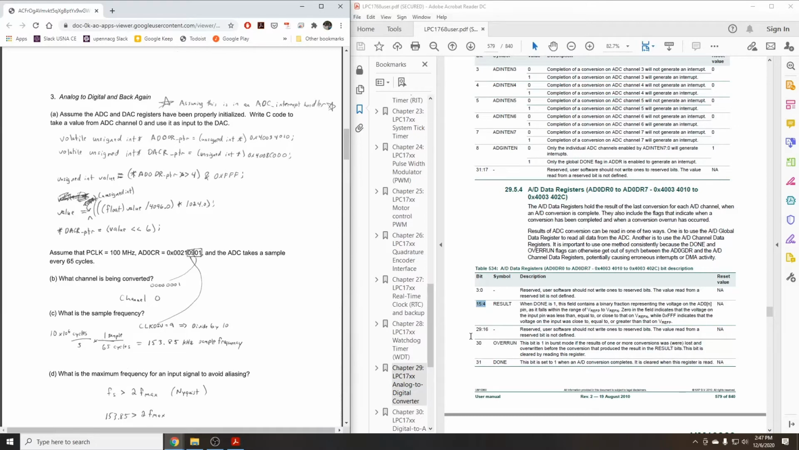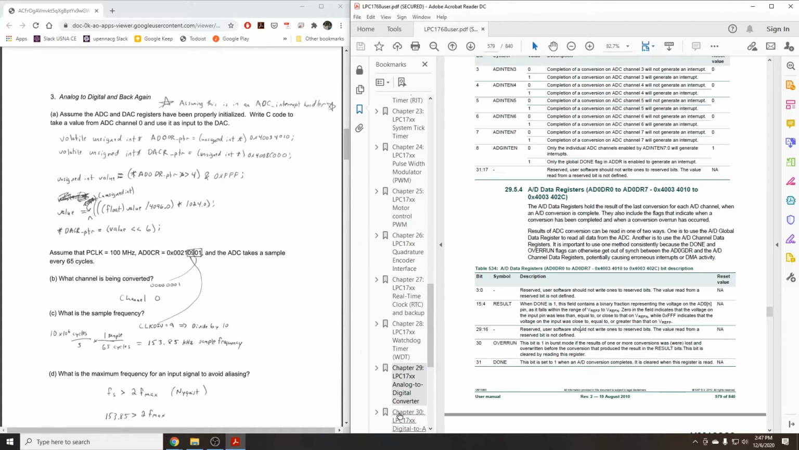That's basically going to get rid of anything that was in these top bits, right? So if there was a done bit, if there was an overrun bit, or if anything happened to be in these reserved bits here, that AND is going to get rid of those bits. So that's my 12-bit value from the ADC that I got.